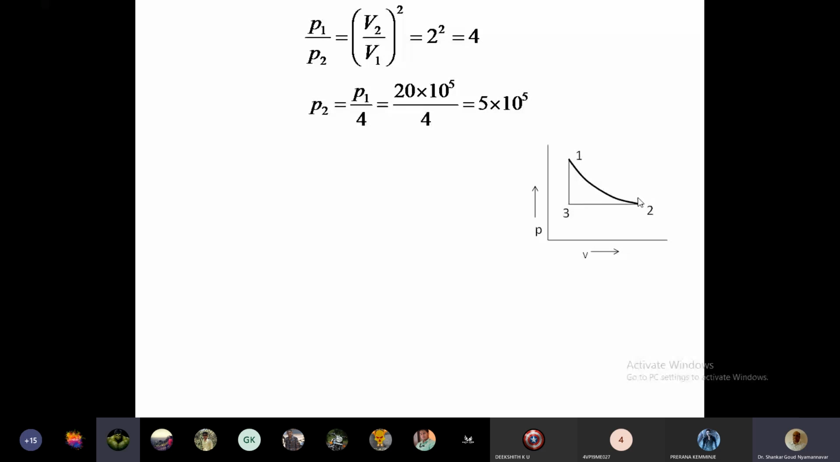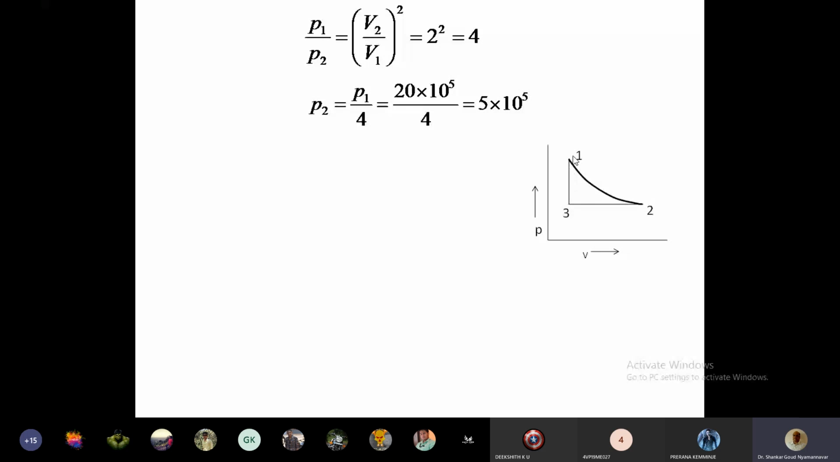From 1 to 2, it is PV squared equal to constant, the relation between pressure and volume. From 2 to 3, it is constant pressure. From 3 to 1, it is constant volume. So I know all the processes and the relation between pressure and volume. It's very simple now to calculate the work done. So what is the work done in process 1, 2, 3, 1?